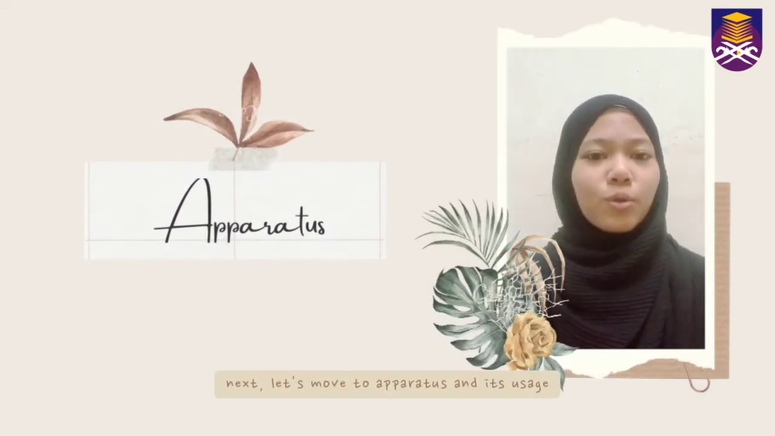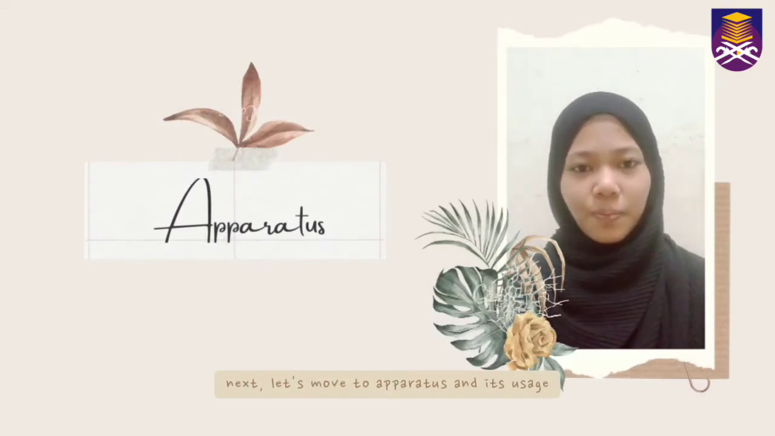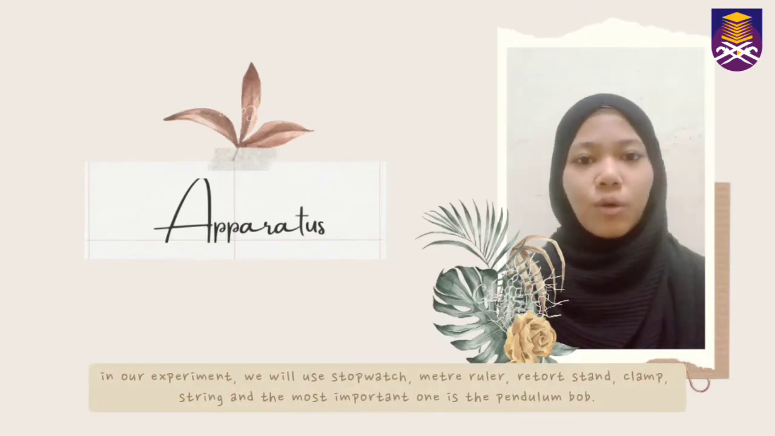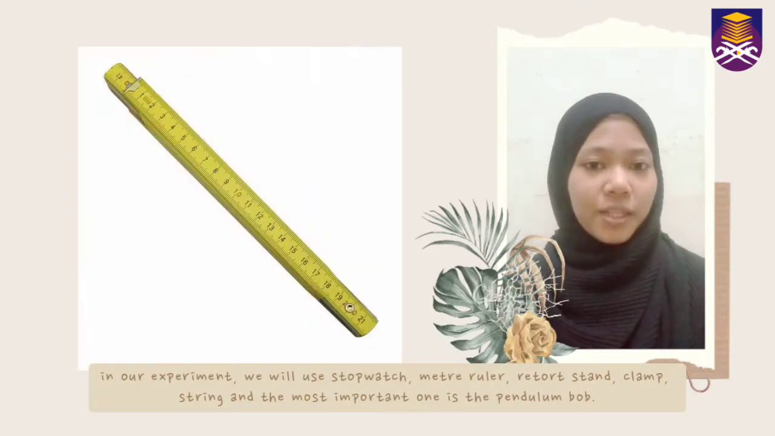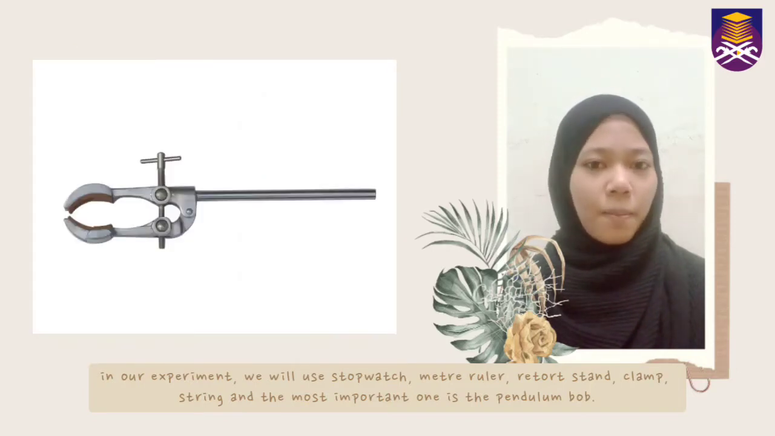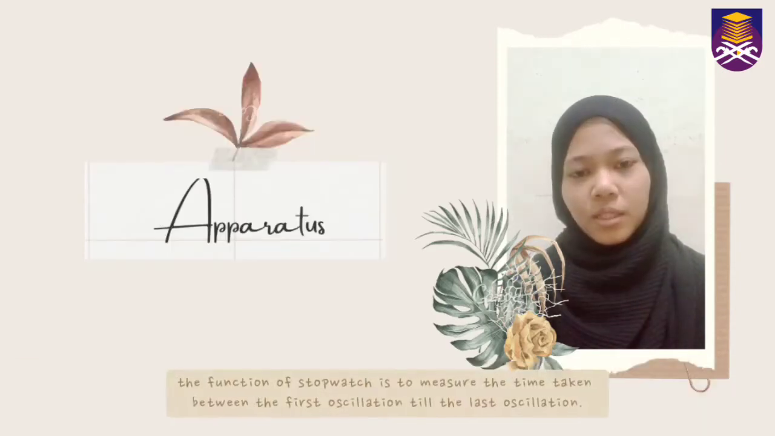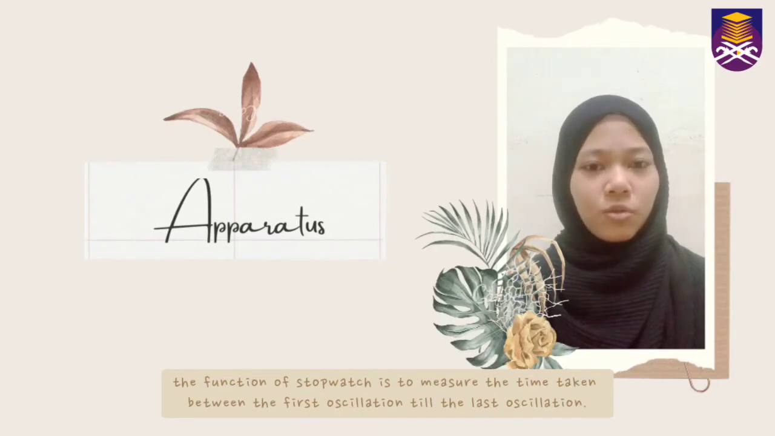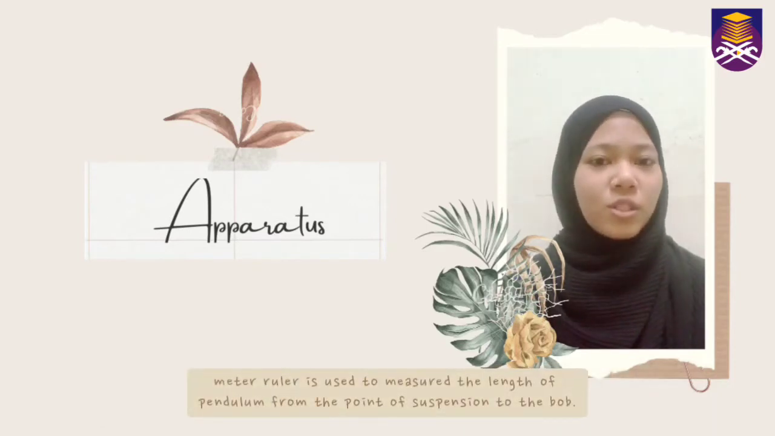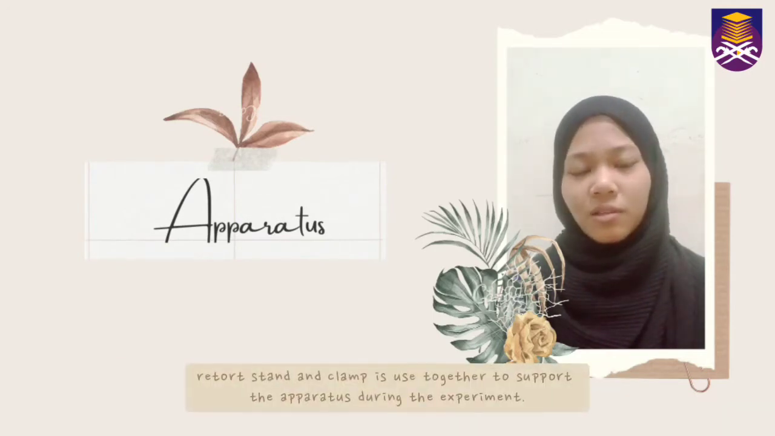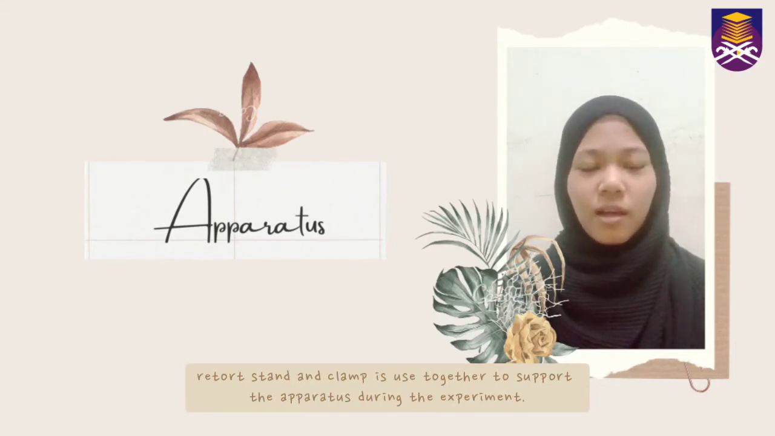Next, let's move to the apparatus and its usage. In our experiment, we will use a stopwatch, meter ruler, retort stand, clamp, string, and the most important one, the pendulum bob. First, the stopwatch will be used to measure the time taken between the first oscillation till the last oscillation. The meter ruler is to measure the length between the point of suspension to the bob, while the retort stand and clamp are used together to support the apparatus during the experiment.